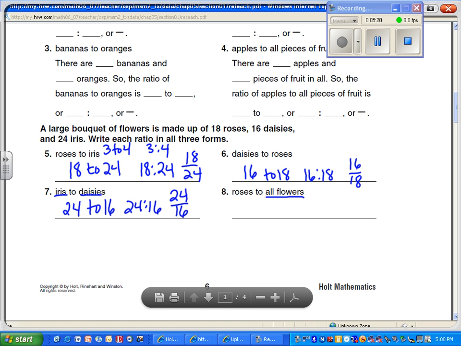Now we've got roses to all the flowers. So how many roses? We have 18. Now how many flowers do we have in all? We add the 18 and the 16. That's going to be 34. And then we add another 24. So that's going to be 58. So 18 to 58. All right, so those are all three forms of ratios.